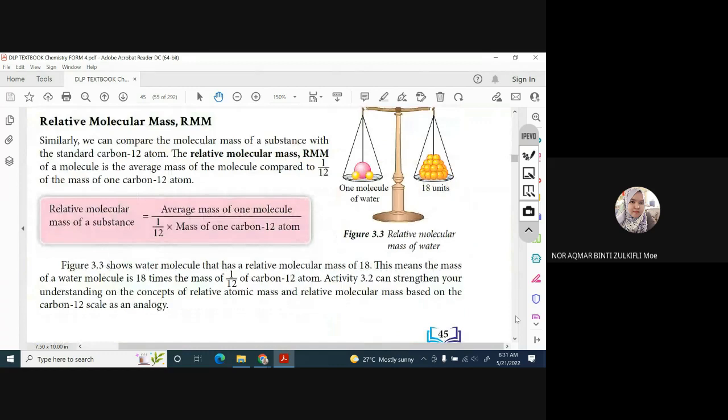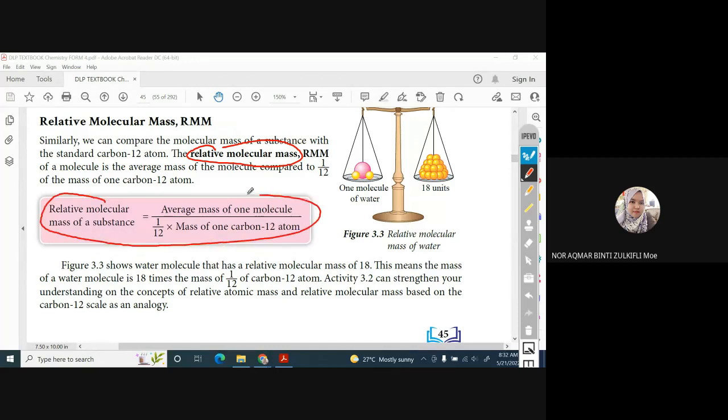This one is for molecular mass. So this is the formula or the definition. This is the definition, if the exam asks for the definition. Definition means the formula for molecular mass.